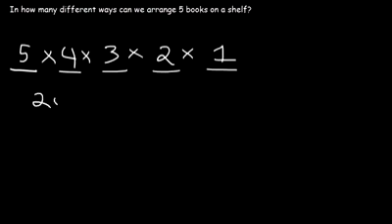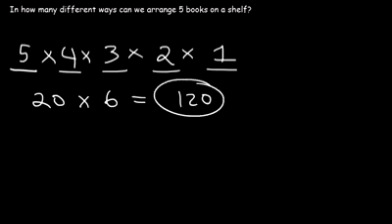5 times 4 is 20. 3 times 2 is 6. 2 times 6 is 12, 20 times 6 is 120. Now, in terms of a permutation, here's how you can calculate it. First, you need to find out what is the total number of books. In this problem, we only have one number. The total number of books is 5. And we're choosing all 5 books from a group of 5. So it's going to be 5P5.